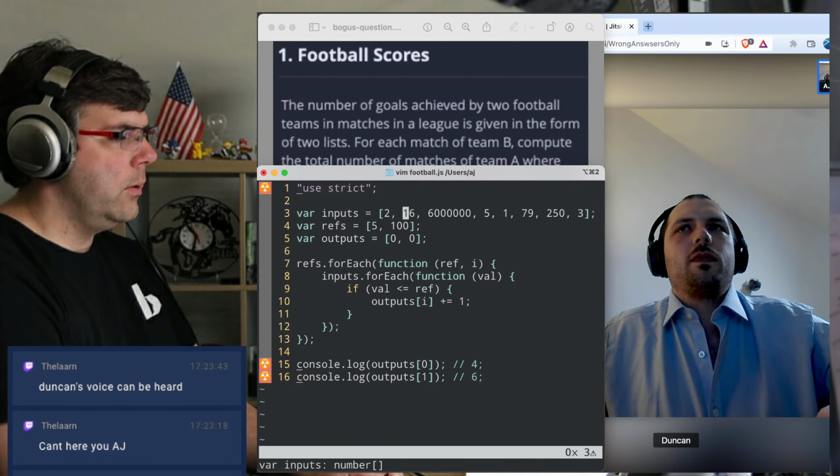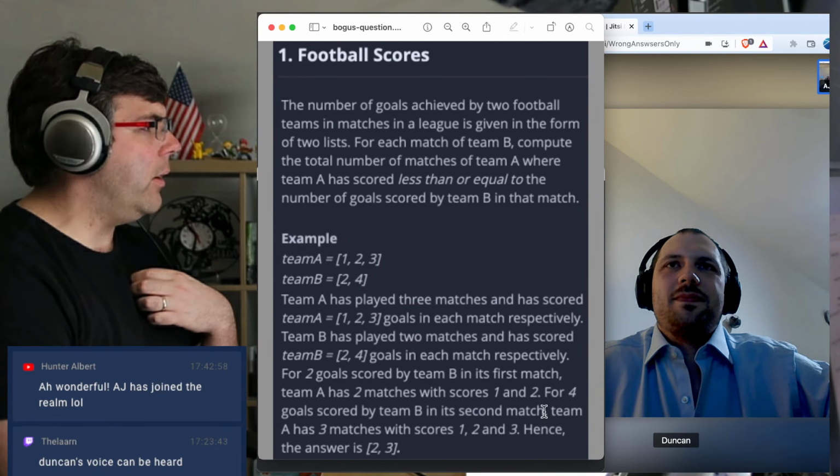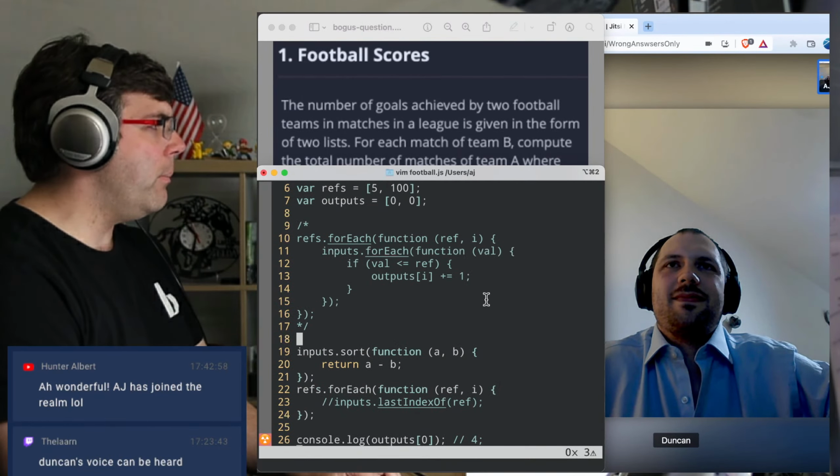So the input list has 3 values, 1, 2, and 3, and the reference list has 2 values, 2 and 4. So for the first value of the reference list, it's 2, and for the first value of the input list, 2, there are 2 values in the reference list. There are 2 values in the input list that are less than or equal to that value, and that's how it gets to that. So the naive implementation, let me just put this in my cut buffer real quick.